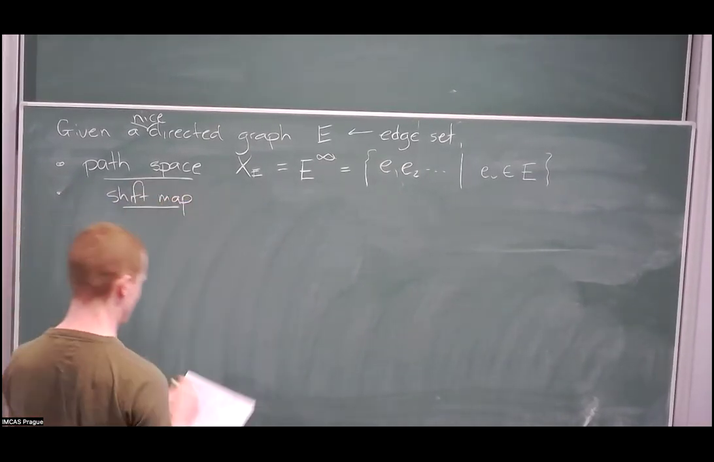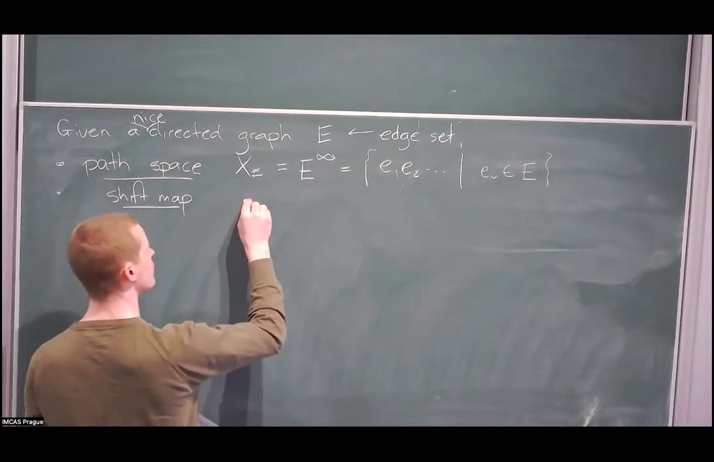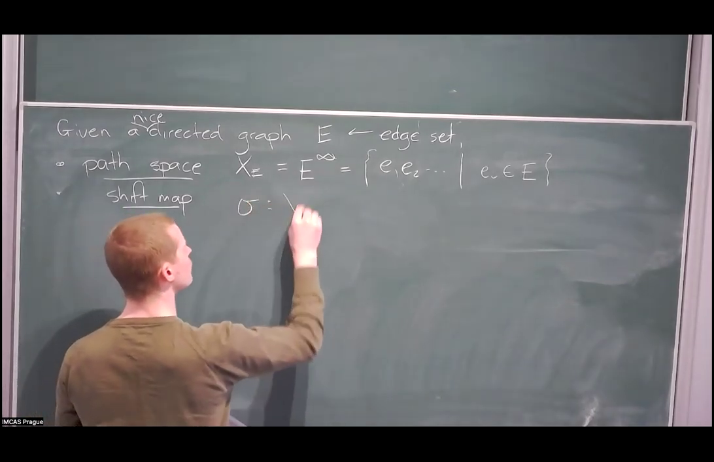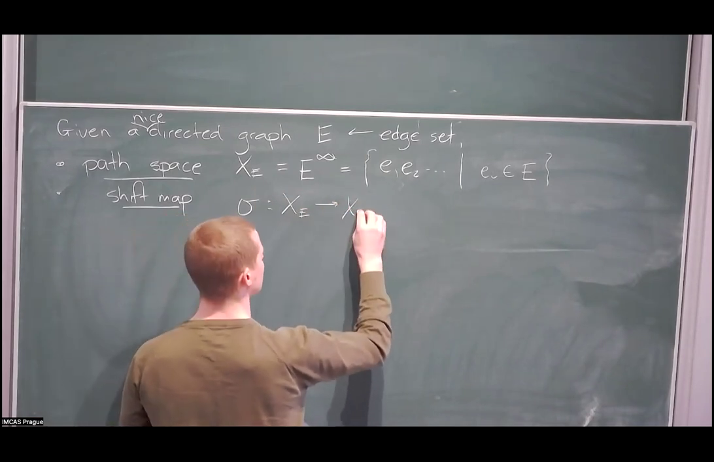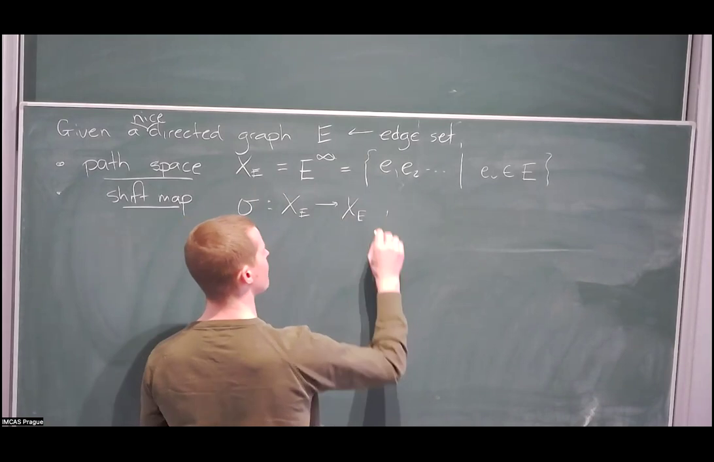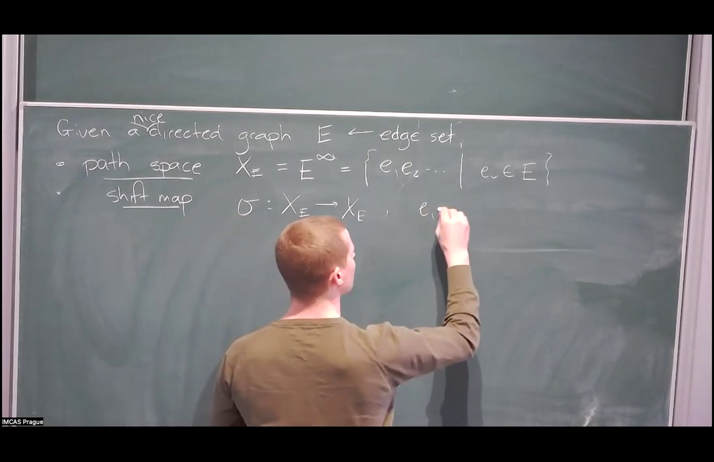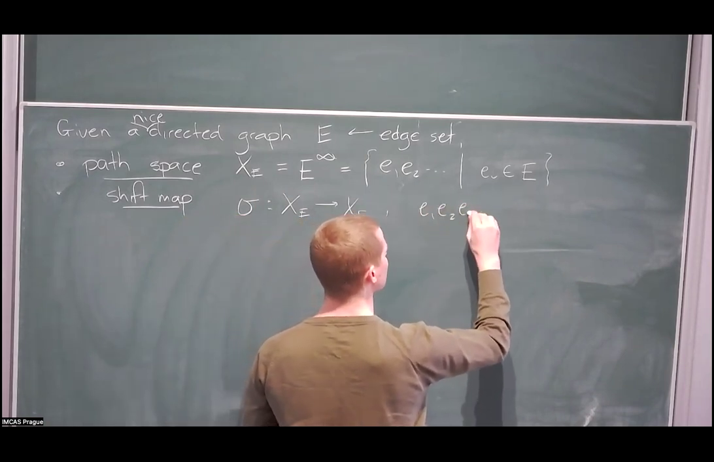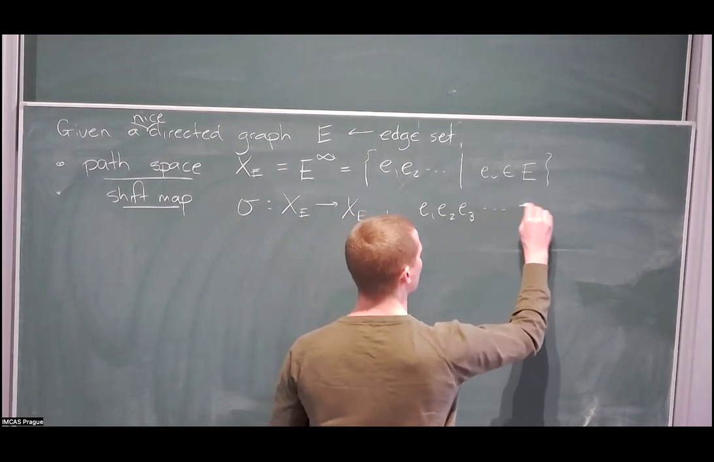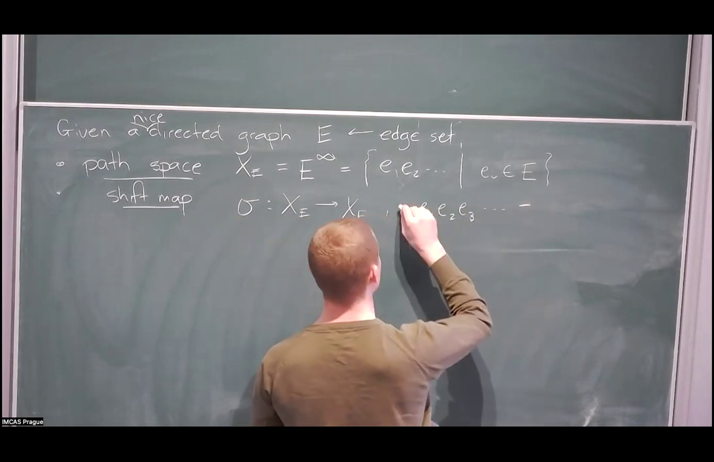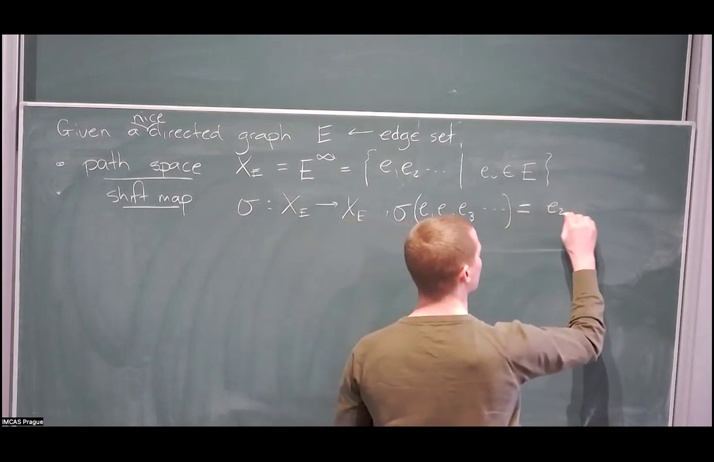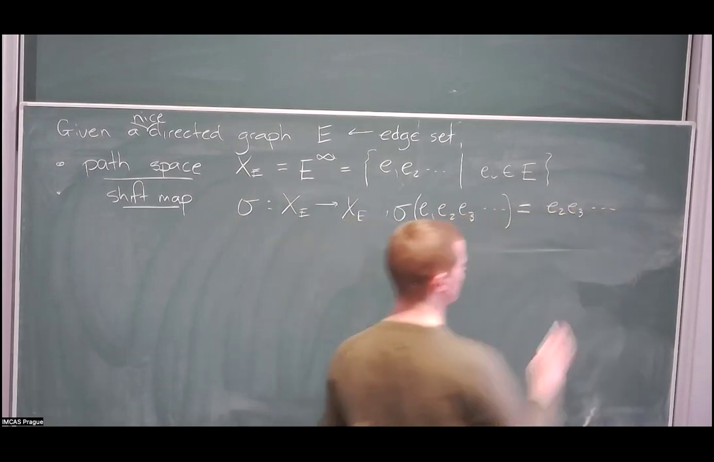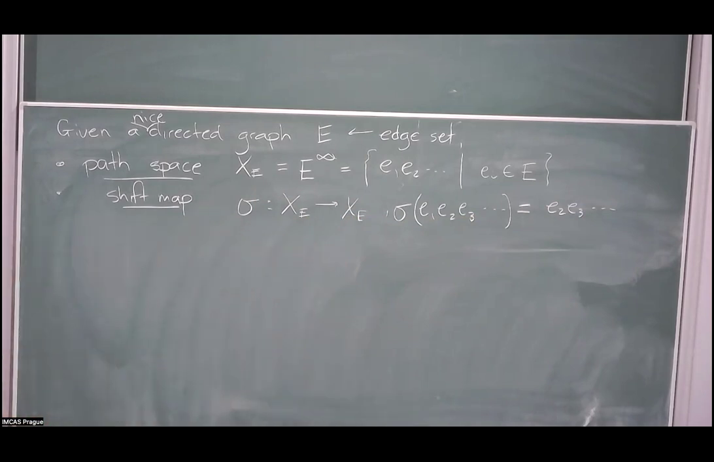I can define a shift map, sigma, by... I need sigma of an infinite path. It just deletes the first edge that you see in the path. Move one step forward.